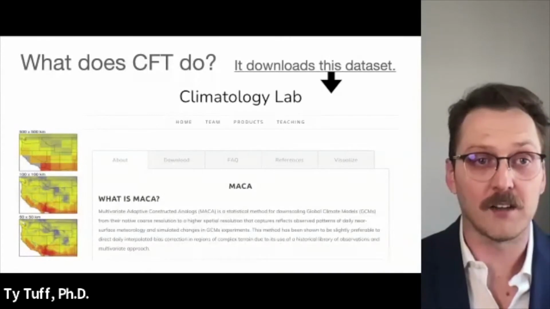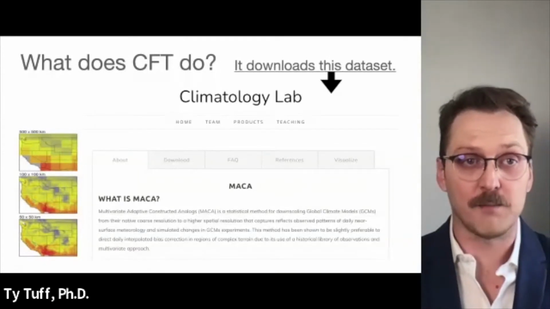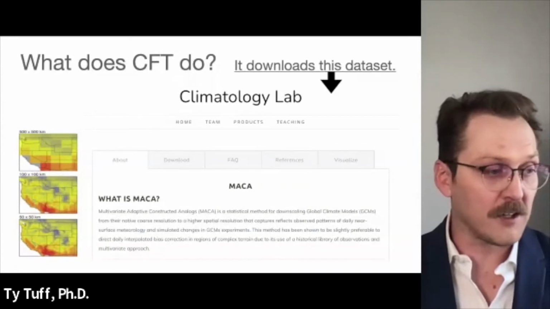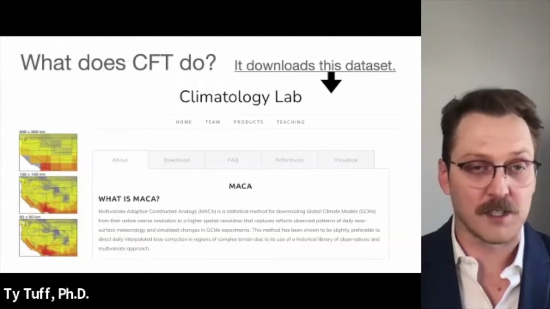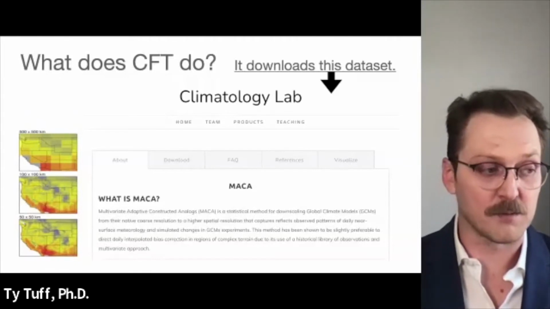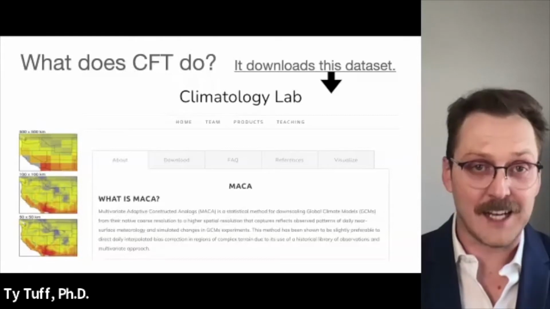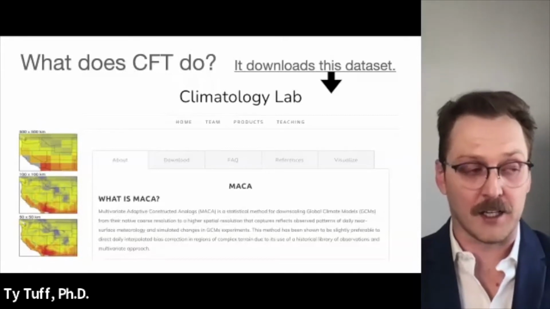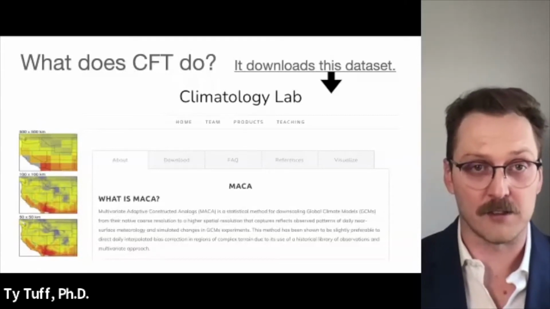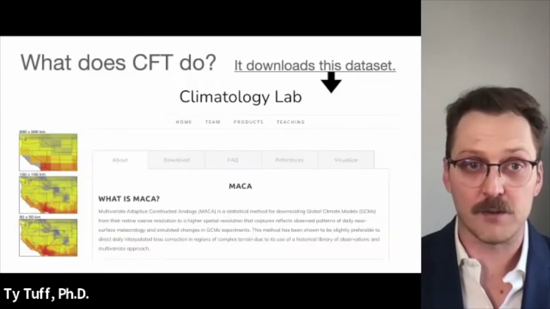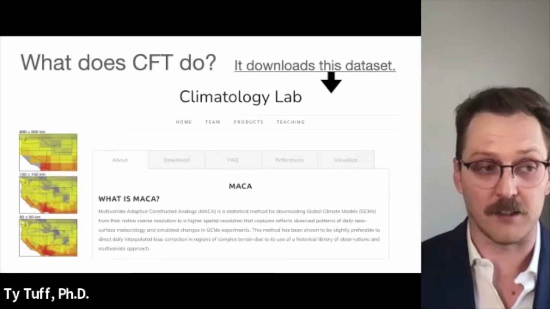So if you see on the left, there are 3 different maps, one at 500 kilometers by 500 kilometers, the next one at 100 kilometers by 100 kilometers, and the next one at 50 kilometers. That's downscaling. So we're taking coarse resolution and making finer resolution. There are several ways of doing this, and MACA is one way of doing that. I'm going to give you some details.